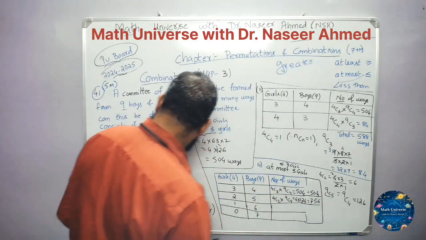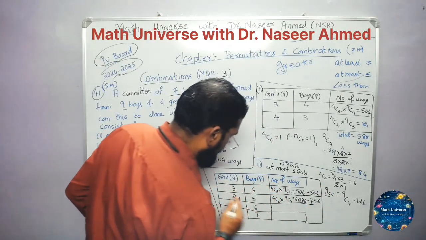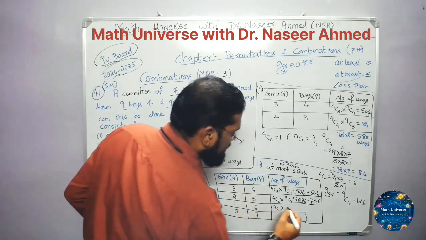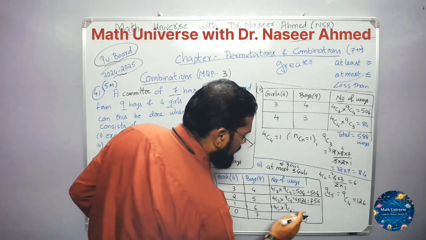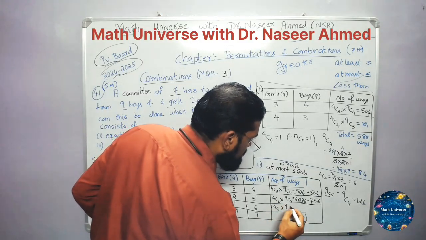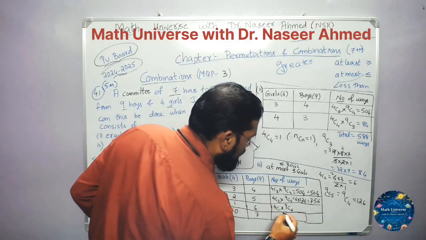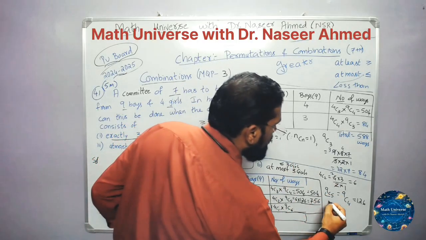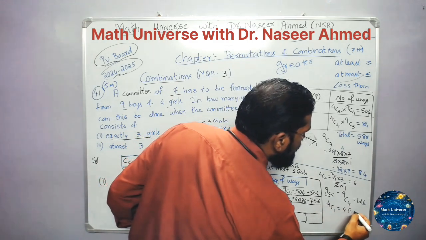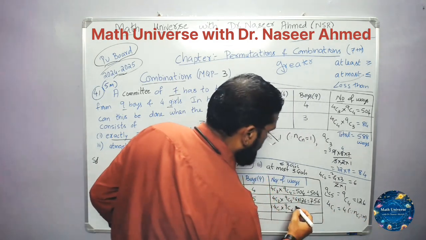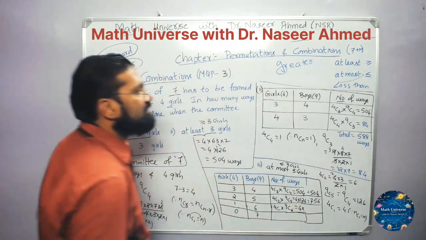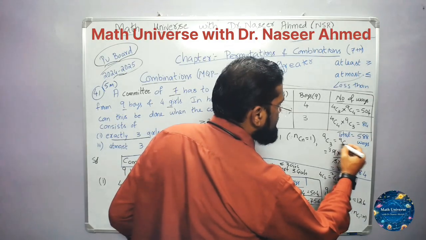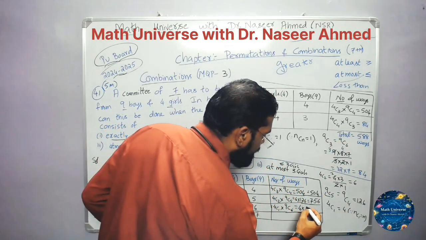Next, 4C1. No problem. See here. Out of 4, 1 girl is selected. 4C1 into 9C6. See carefully. Anyway, 4C1 is 4 because NC1 is N. Next, 9C6. 9C6 is same as 9C3. Don't forget, this is same as 9C6 subtraction. So it will be 84.